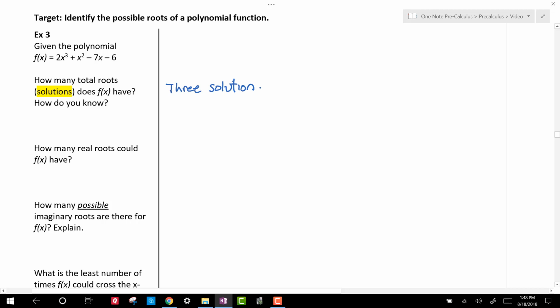Because this is a third degree polynomial, there are 3 solutions, because the largest exponent is 3. All right? It's called a third degree polynomial. All right? How many real roots could f of x have?